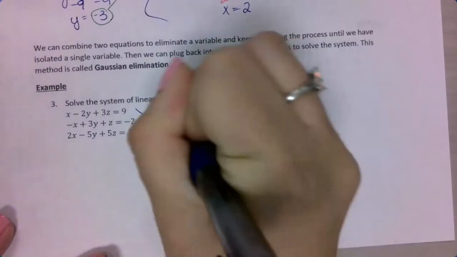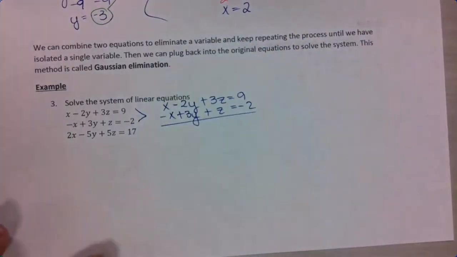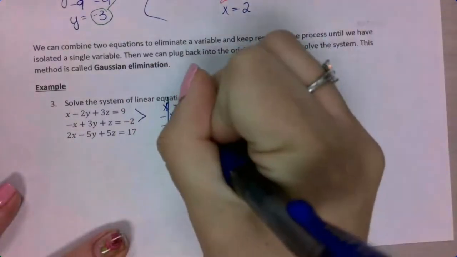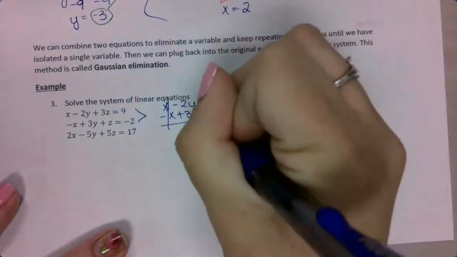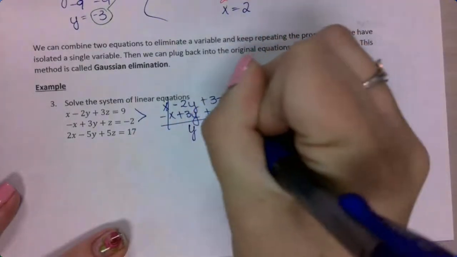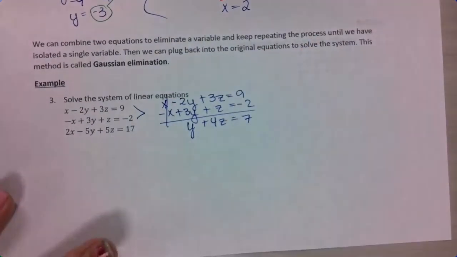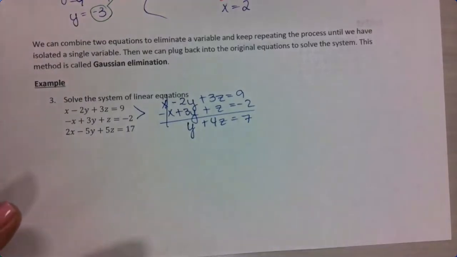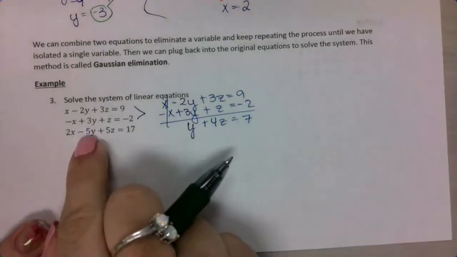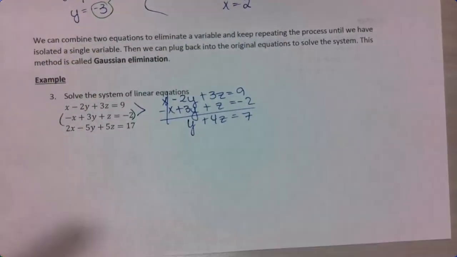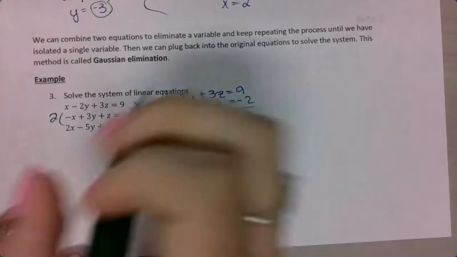So I'm going to use elimination to solve. I'm going to add down. So x's cancel out. -2y plus 3y gives me y. 3z plus z gives me 4z, and 9 minus 2 gives me 7. Then I want to go ahead, and I still want to cancel out x's, but now I'm going to use the last equation. I'm going to also take my middle equation and multiply by 2, so I can use elimination with it.